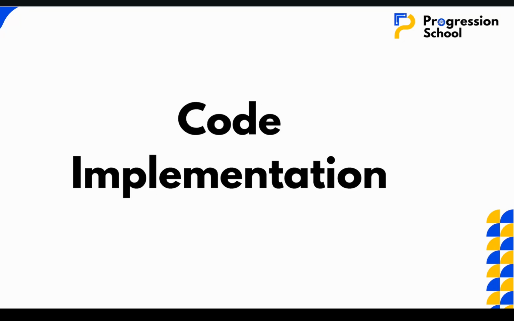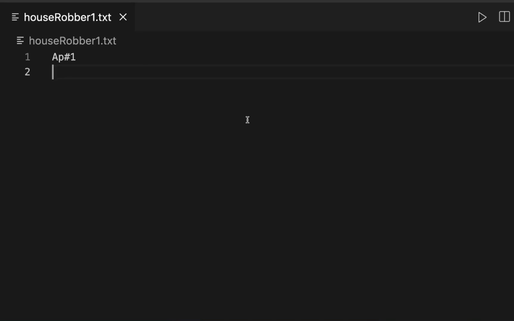In this video, we will see the code implementation. Now let's discuss approach one that I discussed with you. In approach one, we have one rob function that is passing nums, and what I will do here is basically return this function.